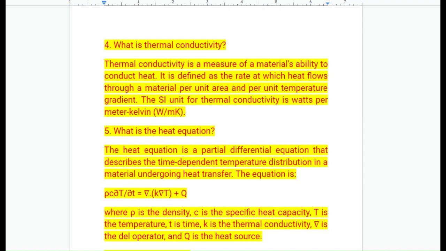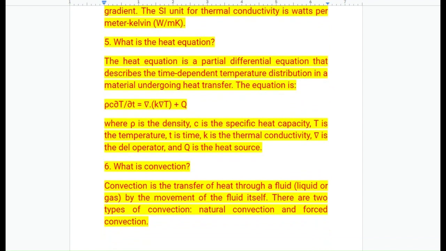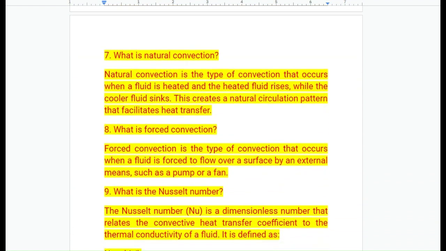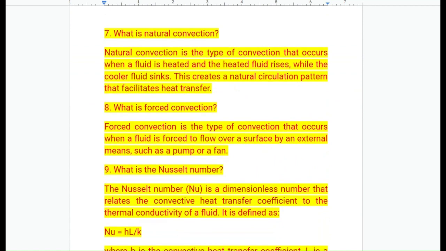7. What is natural convection? Natural convection is the type of convection that occurs when a fluid is heated and the heated fluid rises, while the cooler fluid sinks. This creates a natural circulation pattern that facilitates heat transfer.